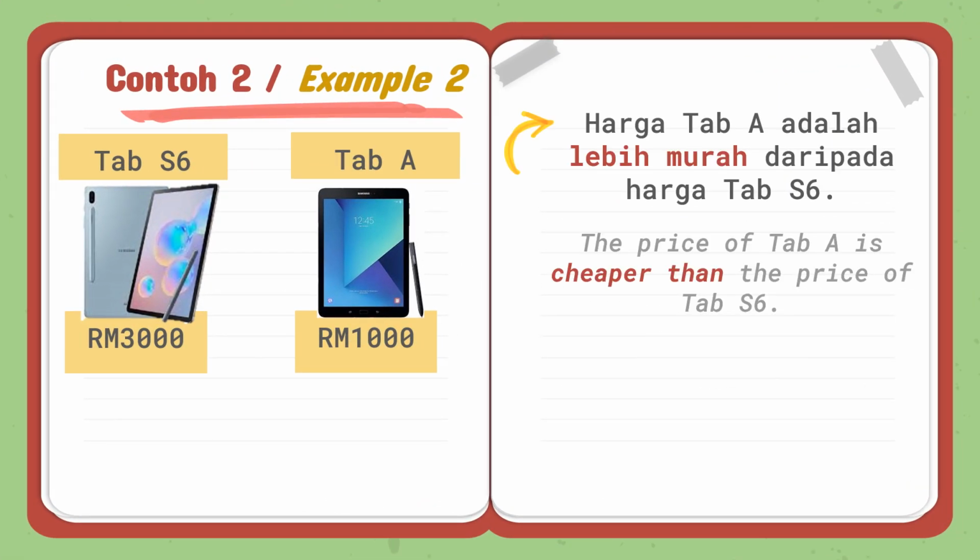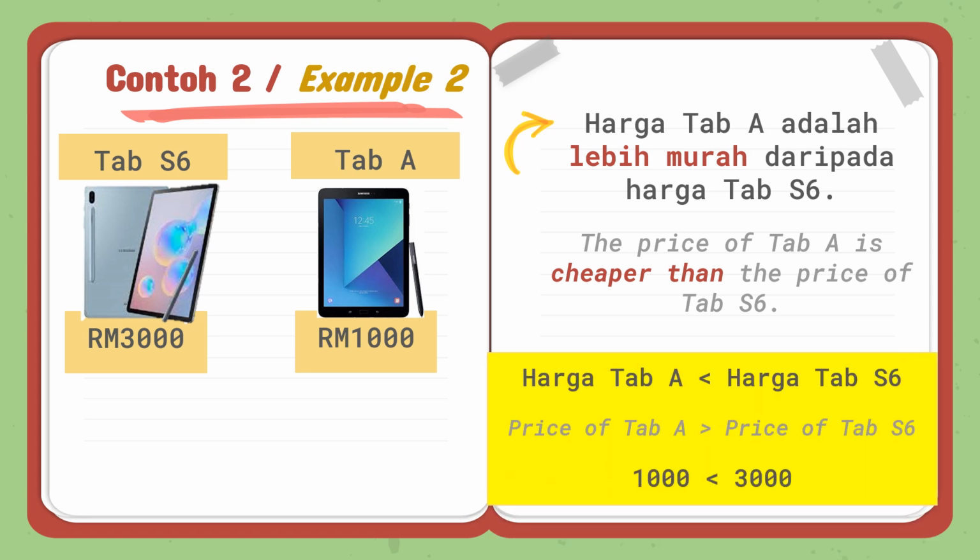We also can describe the second situation like this. The price of Tab A is cheaper than the price of Tab S6. So we write it down like 1,000 is less than 3,000.